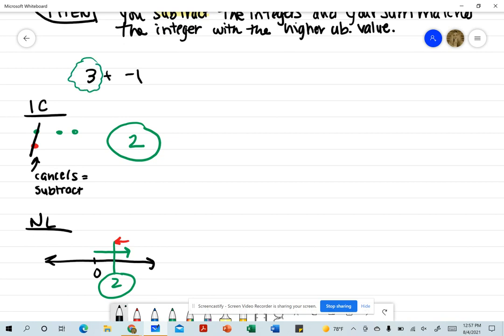Well, what if you have an expression like this, negative 3 plus 1? Well, again, I see their opposite signs. So in integer counters, right, I would go, 3 negatives, 1 positive. I do have a counteracting pair. Counteracting, remember, means cancel, or subtract, right? Well, what is 3 minus 1? 3 minus 1 is 2. However, in this case, it's going to be negative 2.